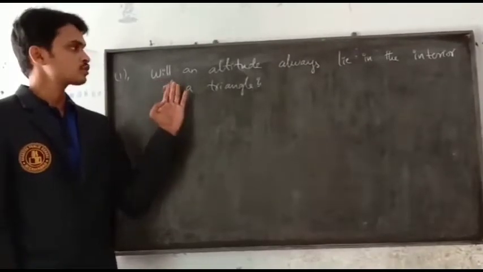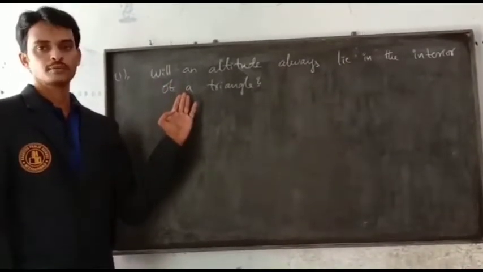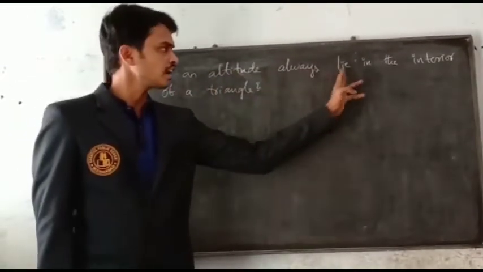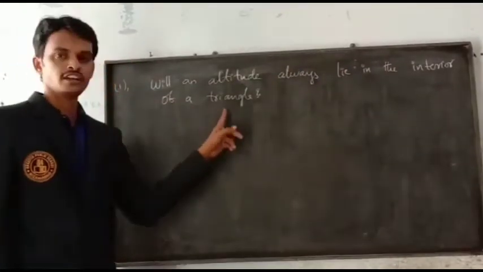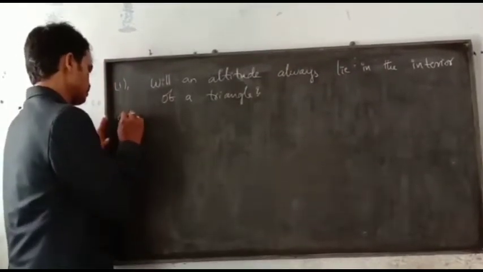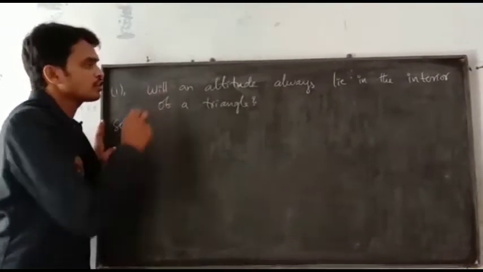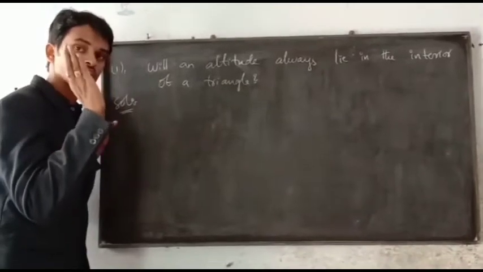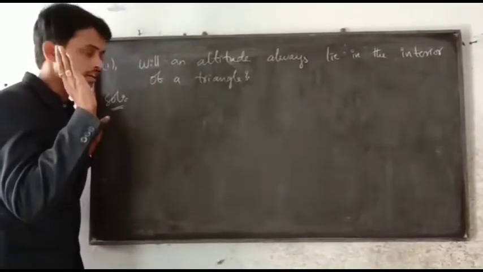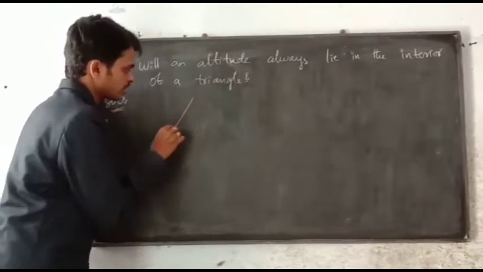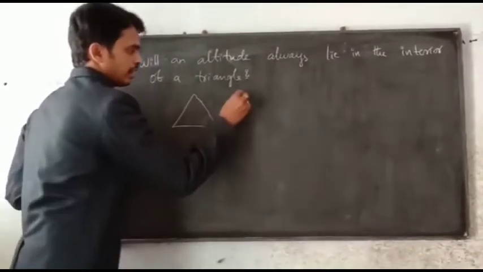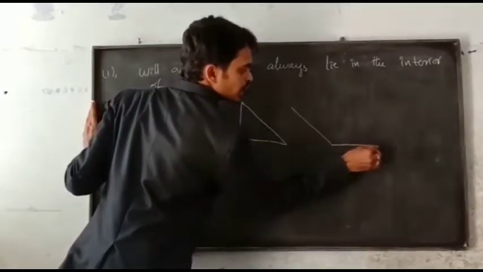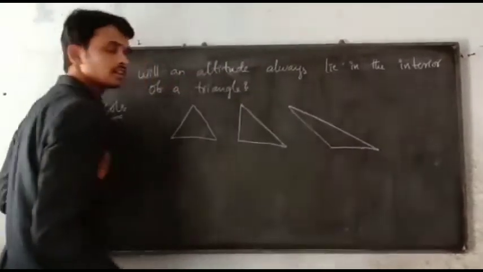Now, a question like this will be given as a 1 mark problem. Will an altitude always lie in the interior of a triangle? Solution: they are asking whether an altitude will always lie in the interior of the triangle. We have 3 types of triangles based on angles. What are they? Acute angle triangle, right angle triangle, and obtuse angled triangle. 3 types of triangles are there.